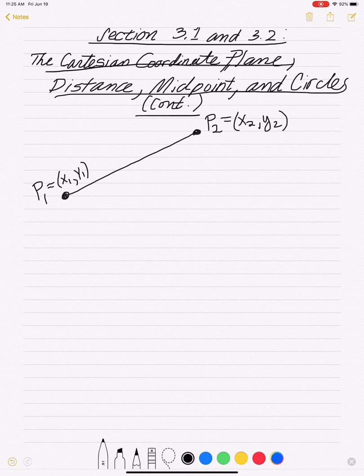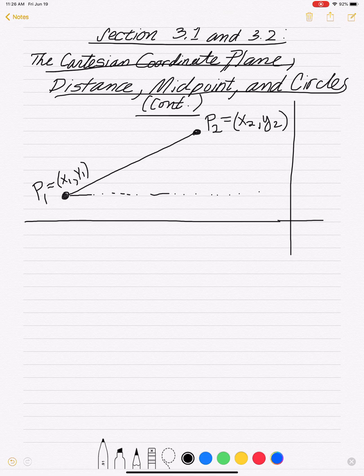And the question is, how much distance is there between those two points? How many units of distance are there between those 2 points? So down here at the bottom, I'm going to create my x-axis, and here on the right side, I'm going to create my y-axis, horizontal and vertical axes. And I'm going to trace this to the y-axis, and this to the y-axis, and this to the x-axis, and this to the x-axis. And you get a little triangle there.